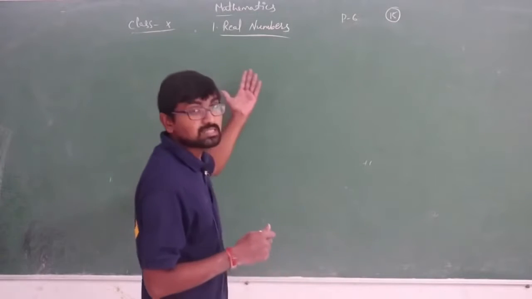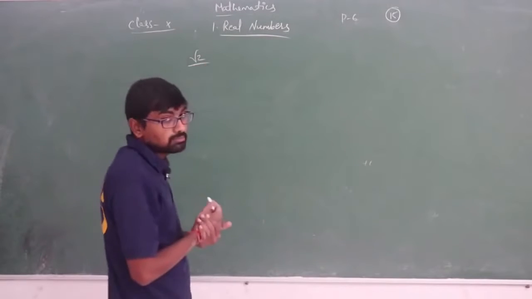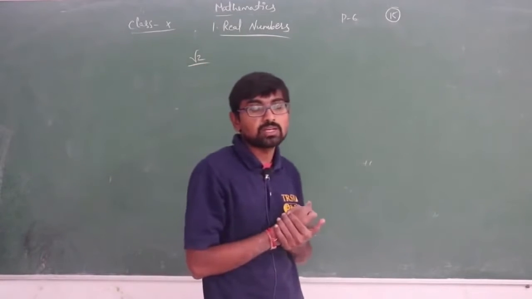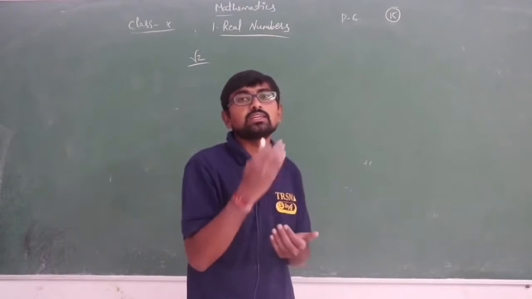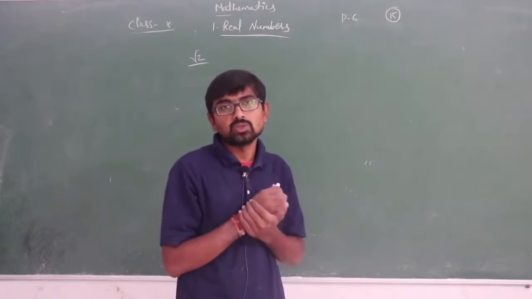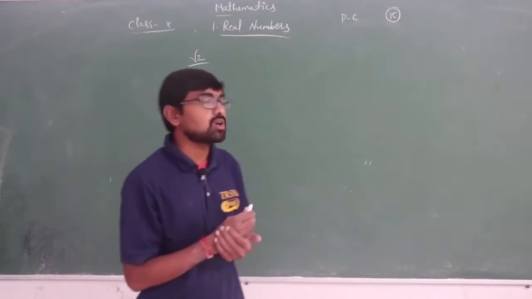In our last session we saw root 2. Why is root 2 irrational? Because when root 2 is written in the form P by Q, P and Q are not co-primes, since both are divisible by 2. So our assumption is wrong.